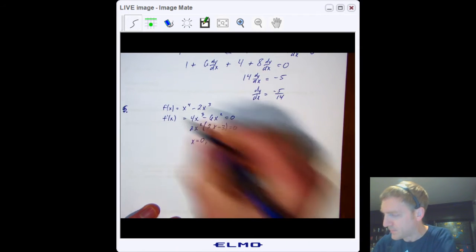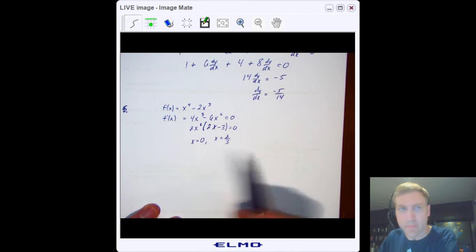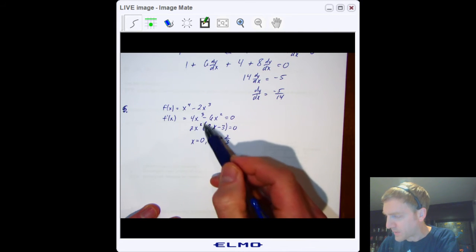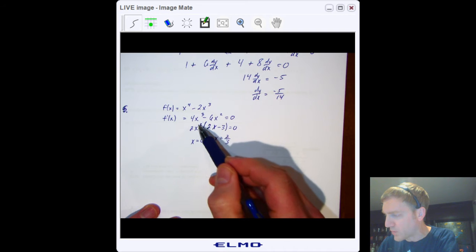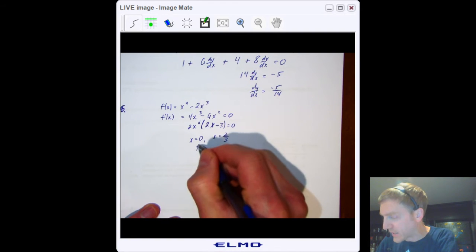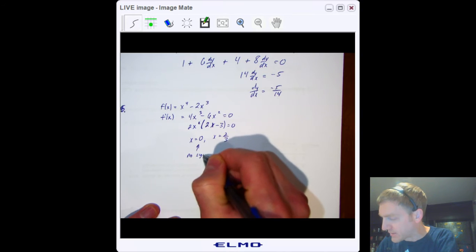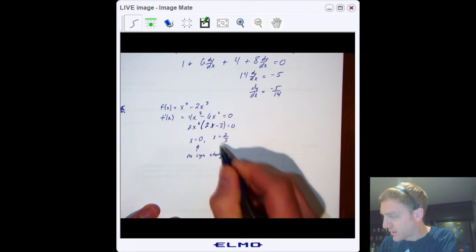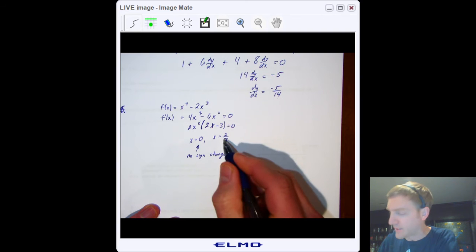Okay, but now notice, now you can make a sign chart, but you don't even have to do that because look at this. Because that x is squared, what do we know? That's an even multiplicity, right? There's going to be no sign change at x equals 0. Okay, so the only relative extrema is at x equals 3/2.